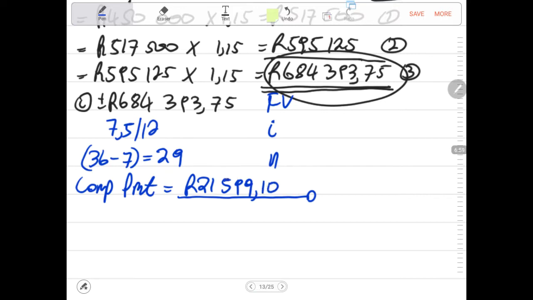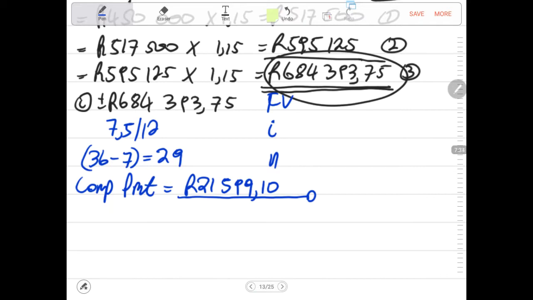This is how much Jack must save monthly, every month for 29 months, in order for him to get to the boat that is expected to cost 684,393 after a period of 3 years, or 29 payments. So we said plus minus 684,393.75, which was the future value.